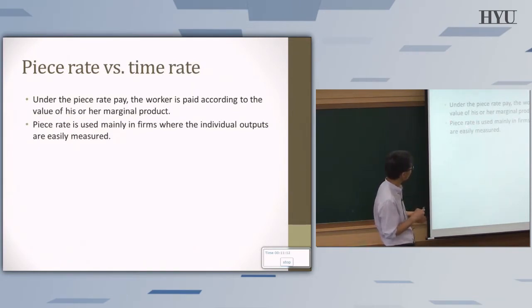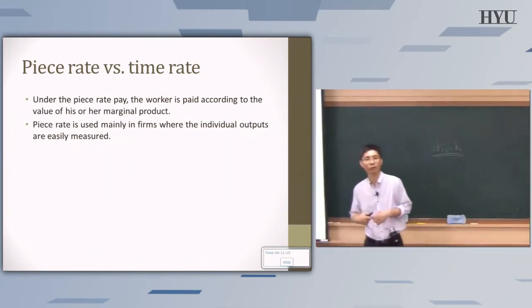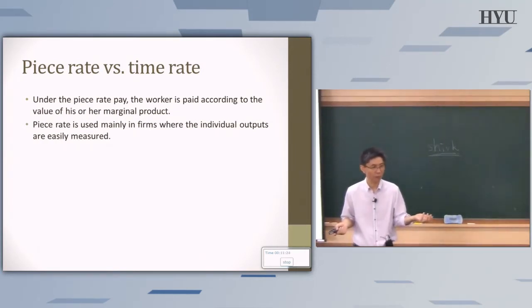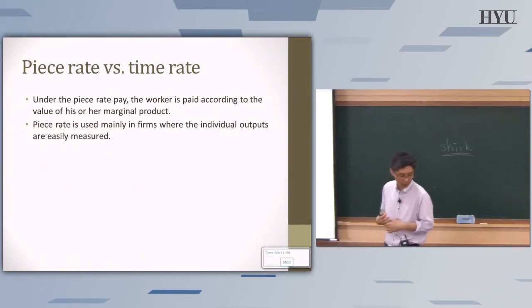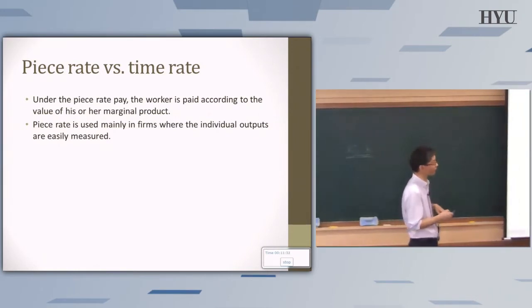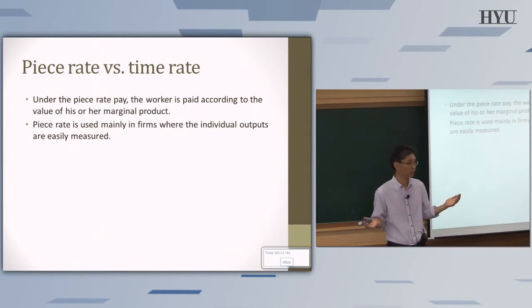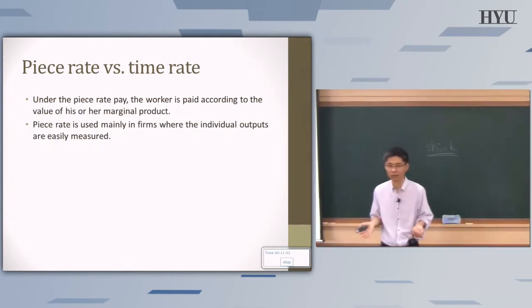Now, where can we use the piece rate? Obviously the assumption of piece rate is that you should be able to count the pieces. If you cannot count them, you cannot pay them by piece rate. So piece rate is usually used in firms where the individual outputs are easily measured. Usually it's the simple manufacturing industry that uses the piece rate system a lot. For example, how many T-shirts you have made today? How many shoes you have made today? Whatever. How many bags or how many envelopes you have made today?